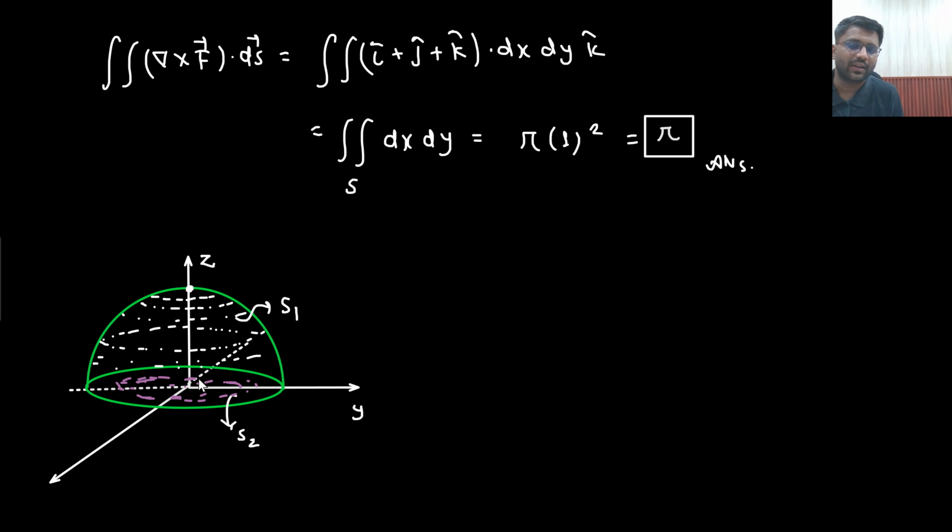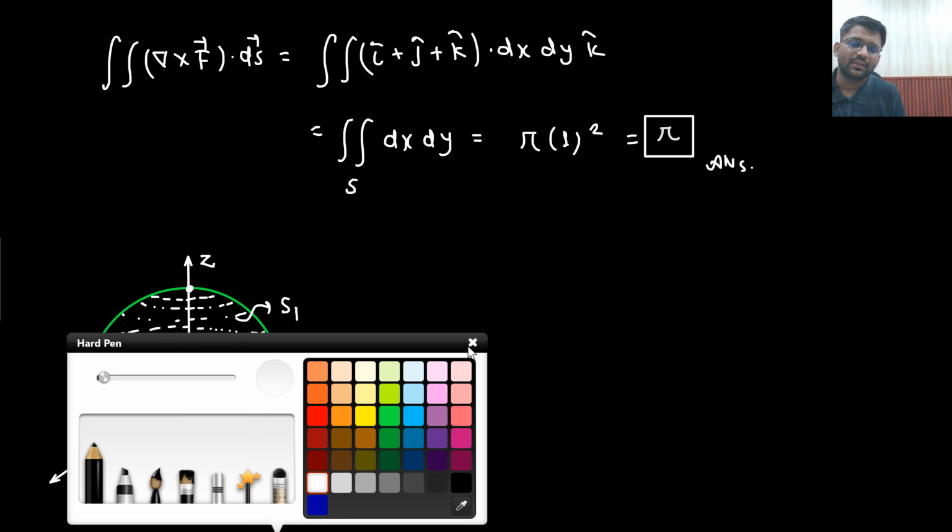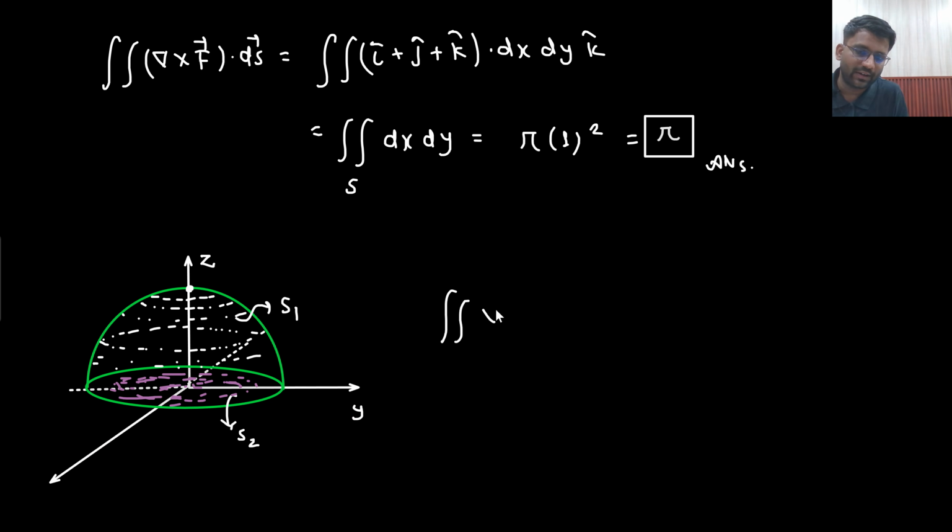So for a hemisphere, you would always notice one thing. What would you notice? That sir, for any vector field, if you want to calculate del cross f dot ds, either you calculate it from surface S1 or you calculate it from surface S2, both will always give me the same result.